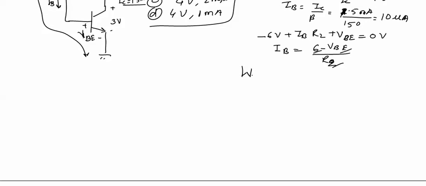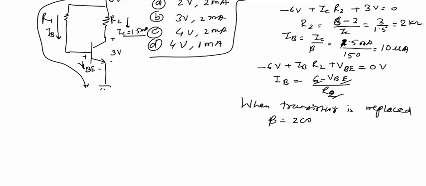And now when the transistor is replaced, beta becomes 200. Even if beta is changed, we know that IB does not depend on beta. VB will be same for the new transistor also, because material will be kept same. R2 will be same. R1 we have calculated earlier. Sorry, this is R1, this is R1.